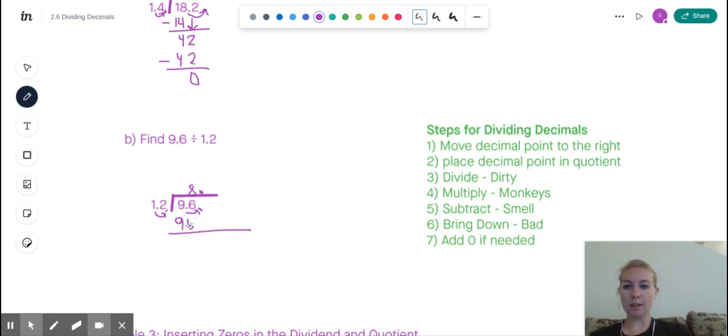And then we subtract. And 0. So that's it. 9.6 divided by 1.2 is 8. And that's it.